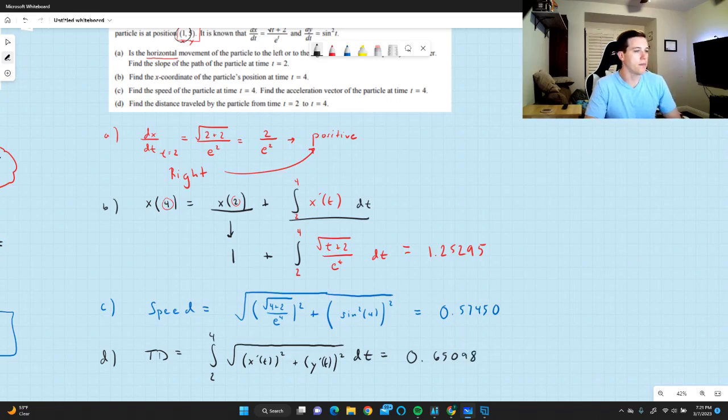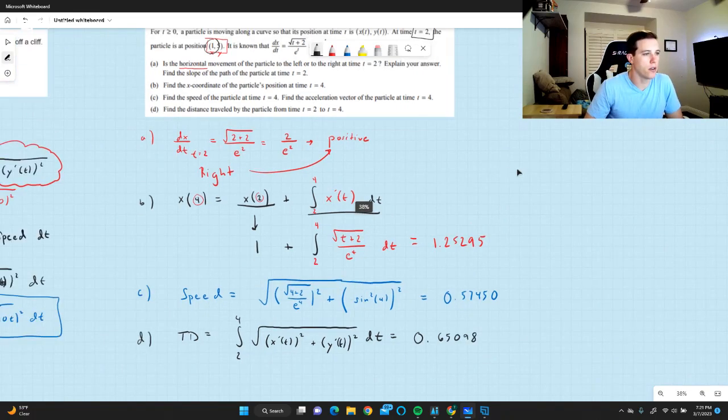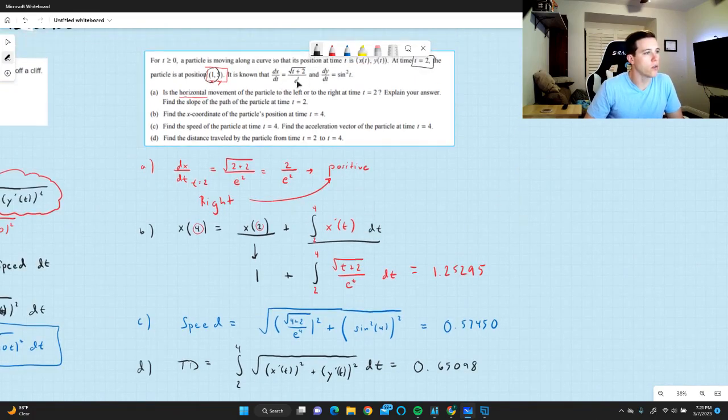And that's it. And that's a pretty standard parametrics FRQ. The goal is we're just working with 2 equations and dealing with the motion in 2 dimensions. And it's very much the same as 1 dimension. And that's kind of how calculus works.